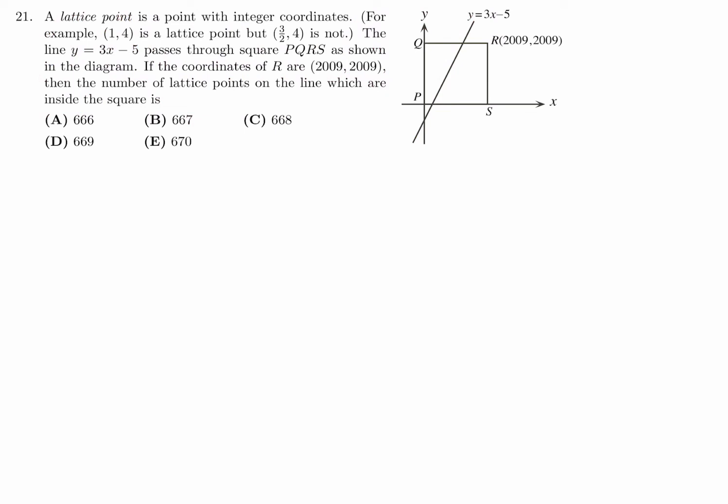A lattice point is a point with integer coordinates. For example, (1, 4) is a lattice point, but (3, 2, 4) is not. The line y equals 3x minus 5 passes through square PQRS as shown in the diagram. If the coordinates of R are (2009, 2009), then the number of lattice points on the line which are inside the square is.